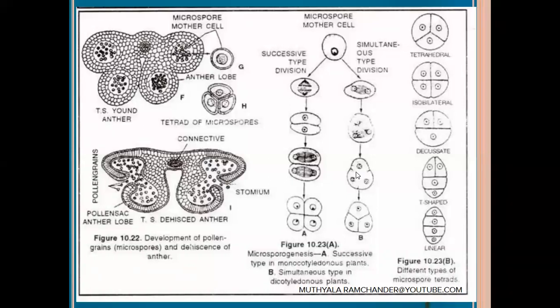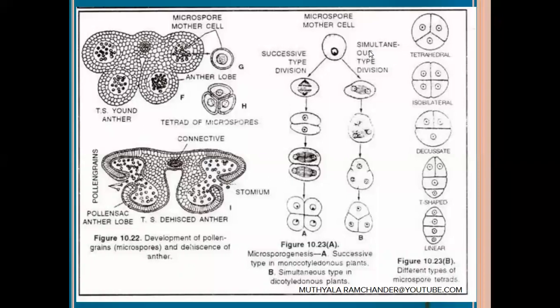After karyokinesis, cytokinesis divisions occur. After cytokinesis division, 4 haploid microspores are formed. See, these are the major divisions of the microspore mother cells. The first division is the successive type of meiotic division. The second one is the simultaneous type of meiotic division.